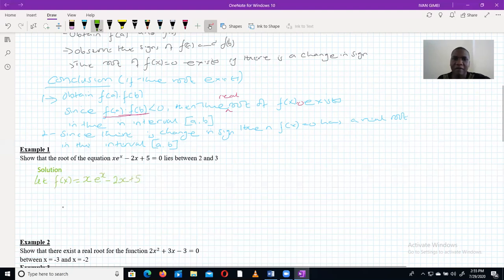Then the other thing we're going to do is to get f(2). f(2) will be the same as 2^2 minus 2 times 2 plus 5. This is 2 plus 5. So what does this give us? We're interested in the sign. What does it give us?